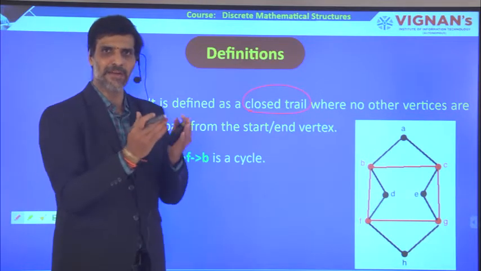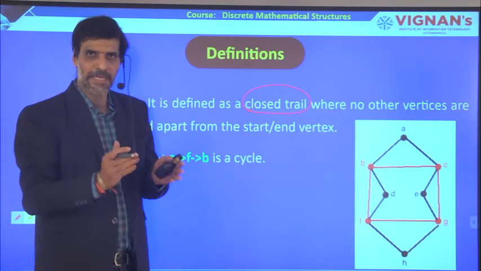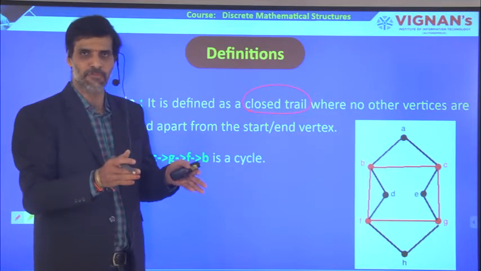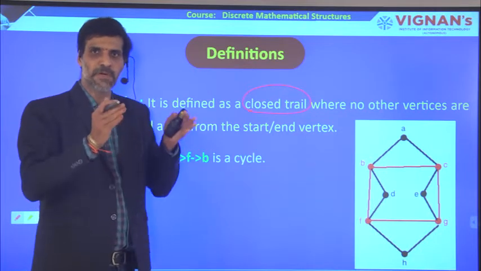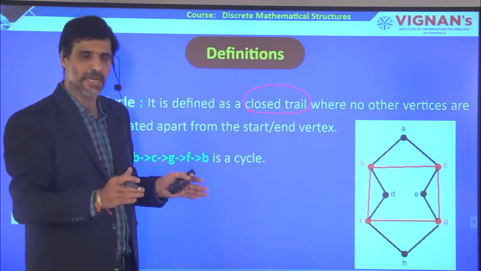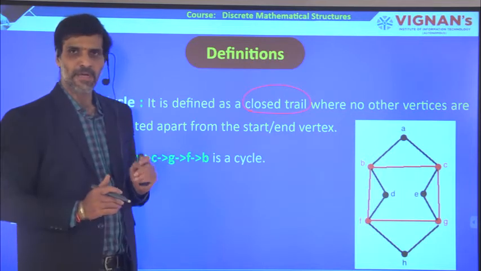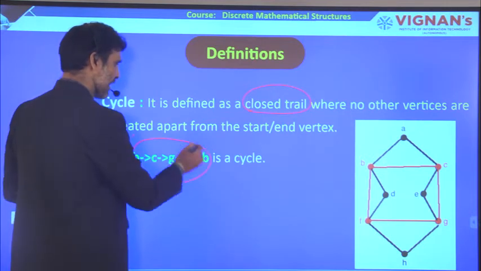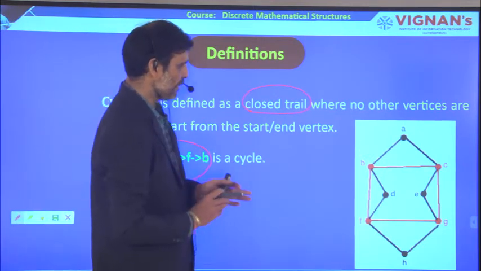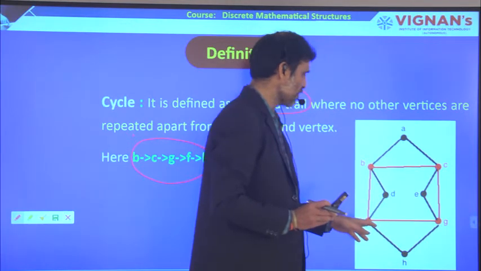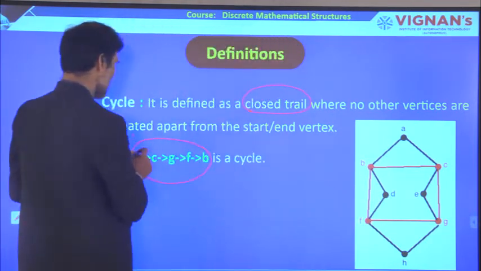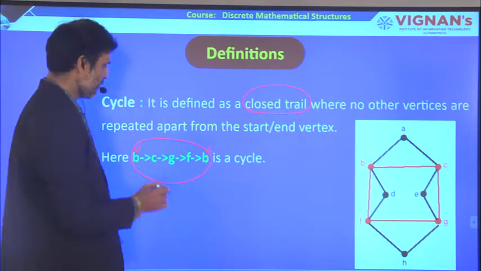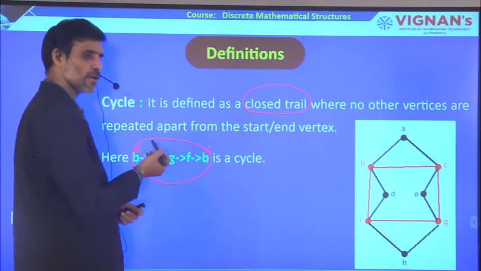Therefore the start and end vertex may be the same, but in between, the vertices you traverse through the graph must not be repeated. That is the definition of a cycle. Here, a cycle of the given graph is B to C, C to G, G to F, F to B. The first vertex is B and the end vertex is also B. In between, the three vertices are not repeated.